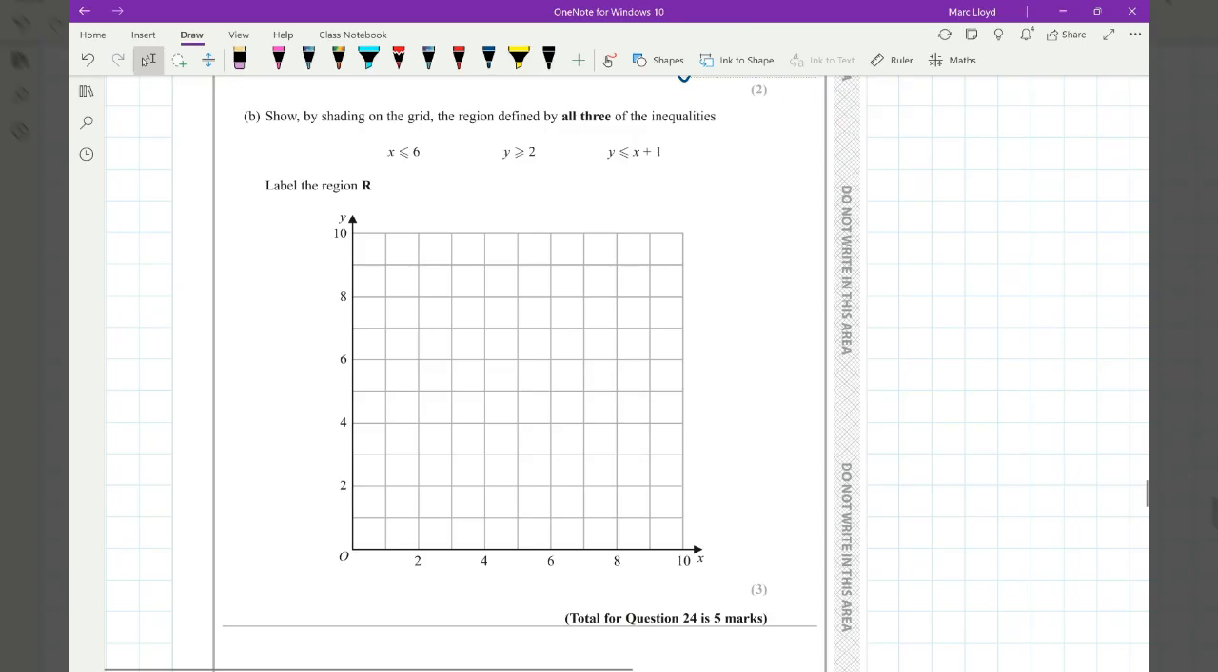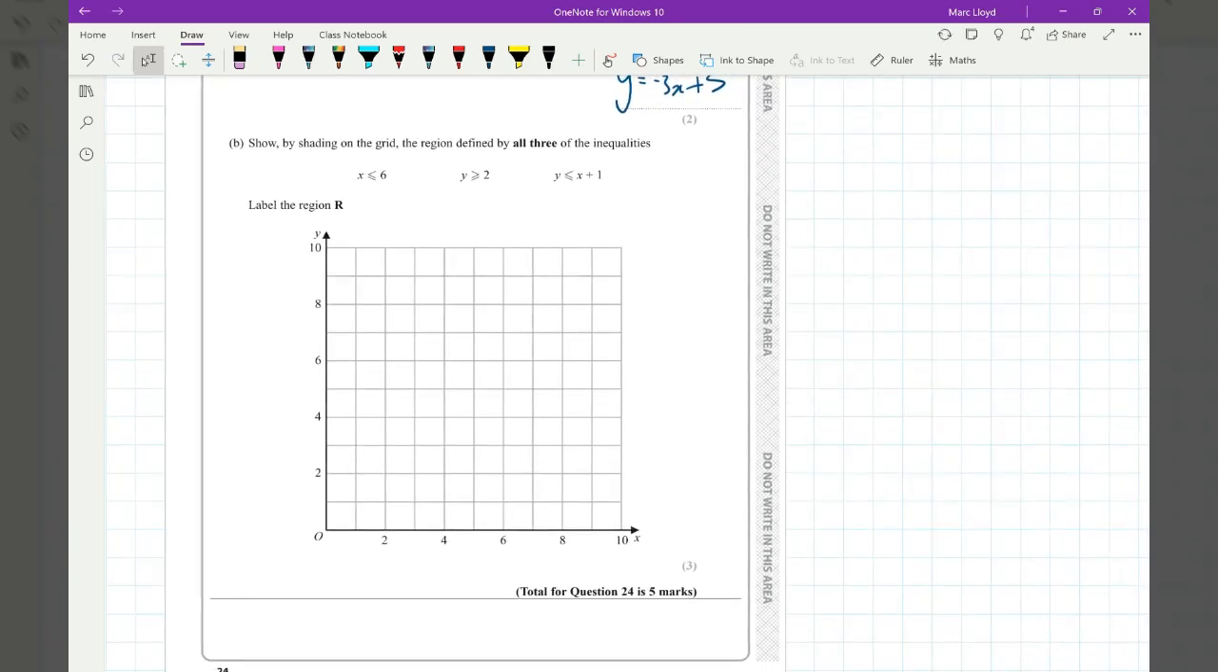Show by shading on the grid the region defined by all 3 of these inequalities. So x equals 6 is the line that cuts the x coordinate at 6. Y equals 2 is the line that cuts the y axis at 2. Sorry for my drawing. Then y equals x plus 1. So when x is 2, y is 3, and it will have a gradient of 1. So a nice diagonal line like that.